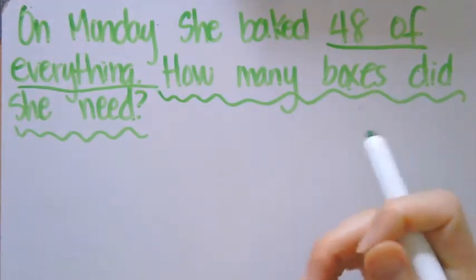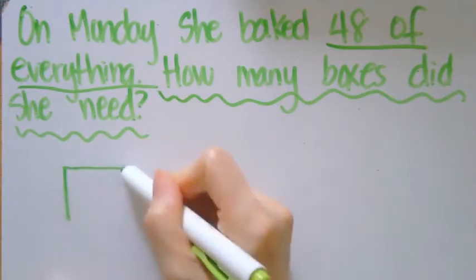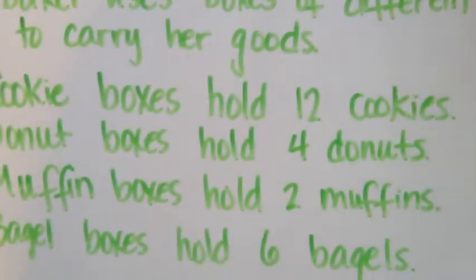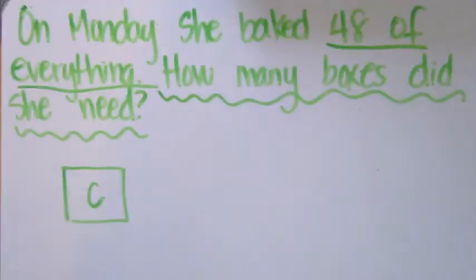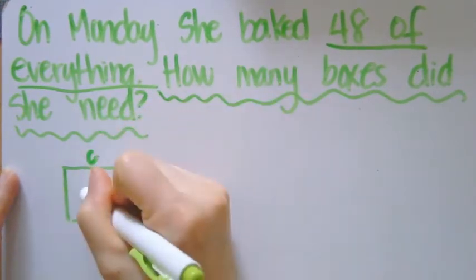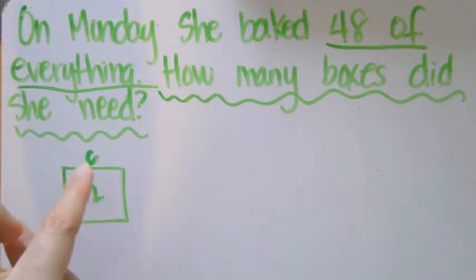So first, let's think about what kind of operation am I going to perform? So if this is a box, I'm going to let that represent cookie. That's my cookie box. And in my cookie box, again, how many can I hold? 12 cookies. I'm going to put cookie over here. I'm going to put the number 12 in here. Okay, this represents my cookie box, and it holds 12.